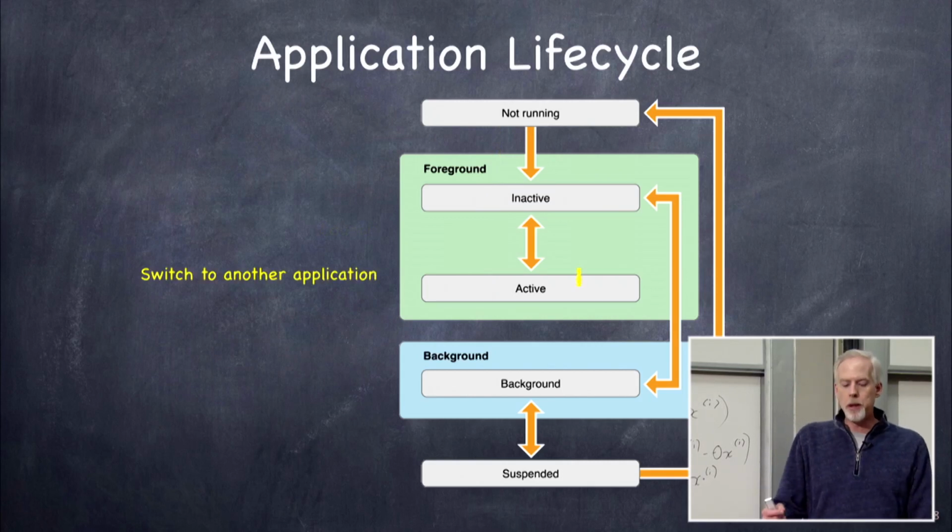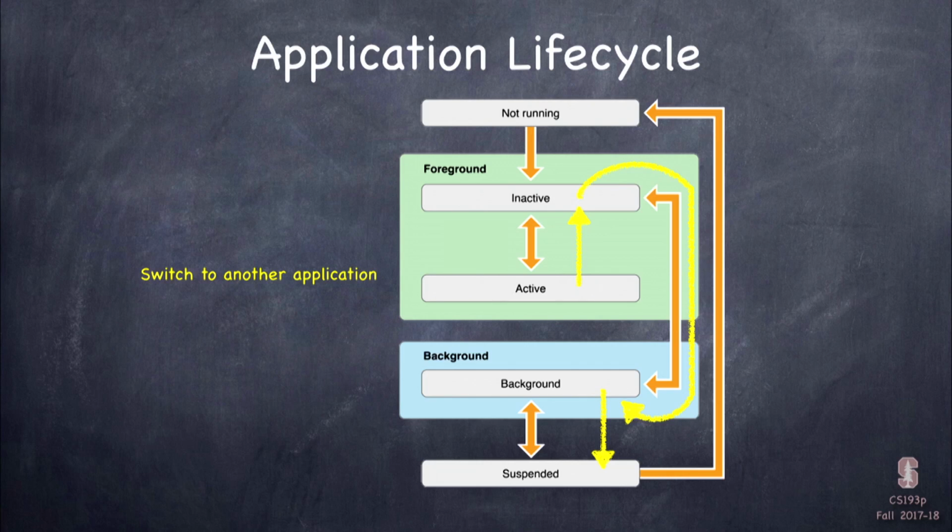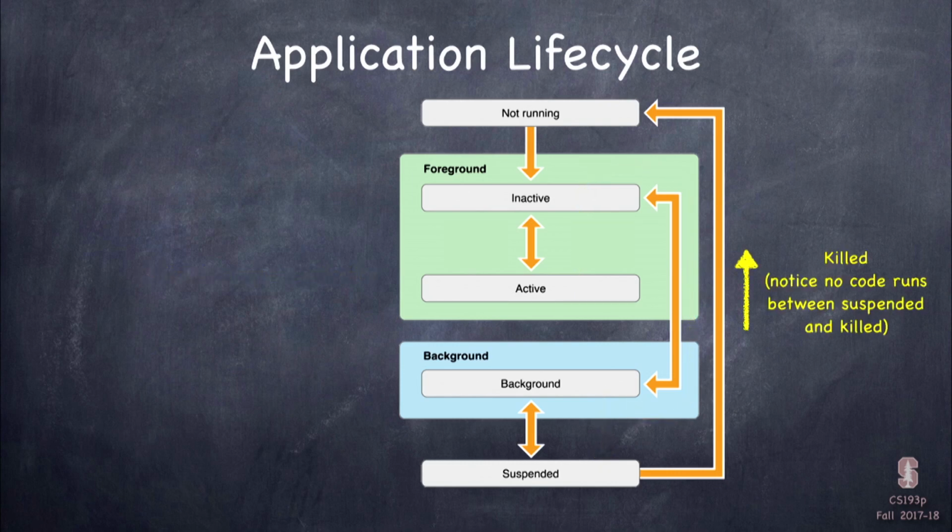Now another important one is when you switch to another application, right? So you're the active app, someone's using you, and then they switch to another app, okay? And when that happens, you go up to foreground inactive for just a moment, and then all the way down to background. You sit in the background for maybe 30 seconds, and then you move to suspended. And now from suspended, either you get reactivated if they come back to you, or you get killed at some point. Okay? So those are the transitions. And when you get killed, you go directly from suspended to not running. You don't pass through some state where you get to run any code.